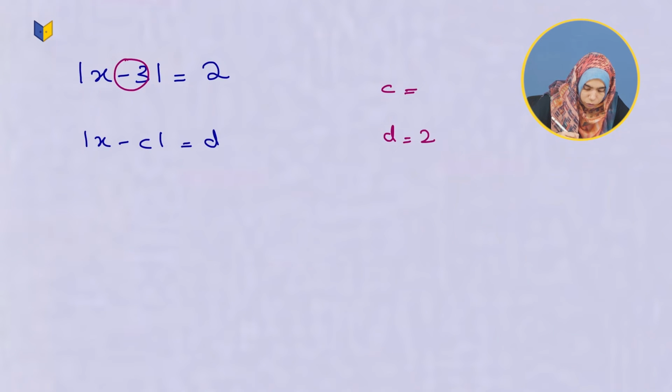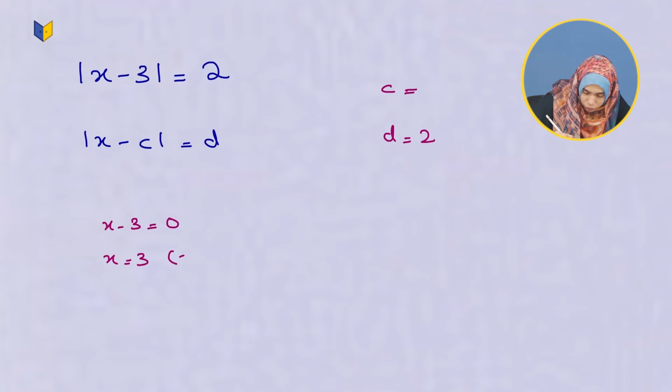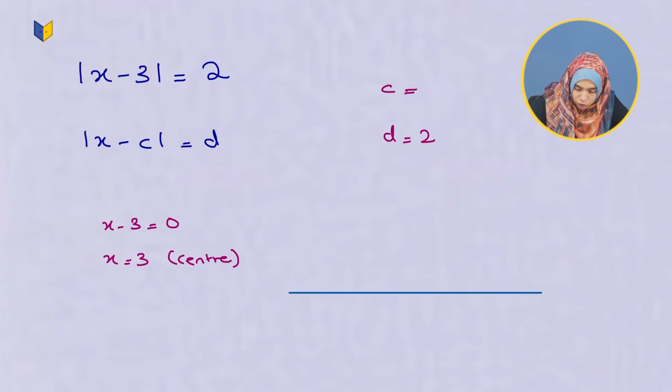Because minus 3 corresponds to minus c, which means c is 3. Or what you can do is just equate this to 0. And the value of x is actually where the center lies, which is again 3. So we're trying to find the x values which are 2 units away from the center, or 2 units away from 3. You can do it directly, but initially I'm going to use a number line to illustrate the concept.